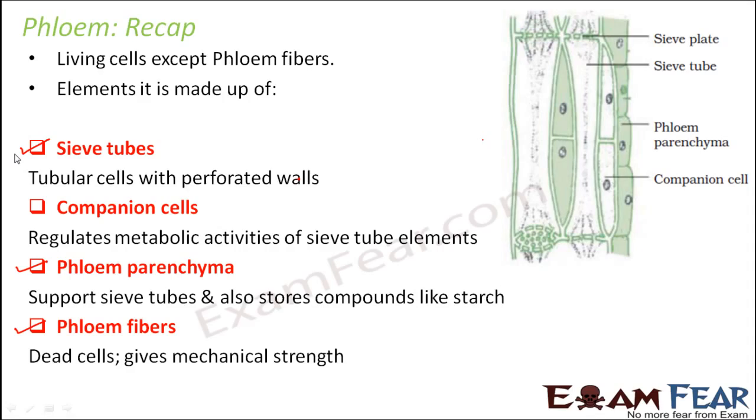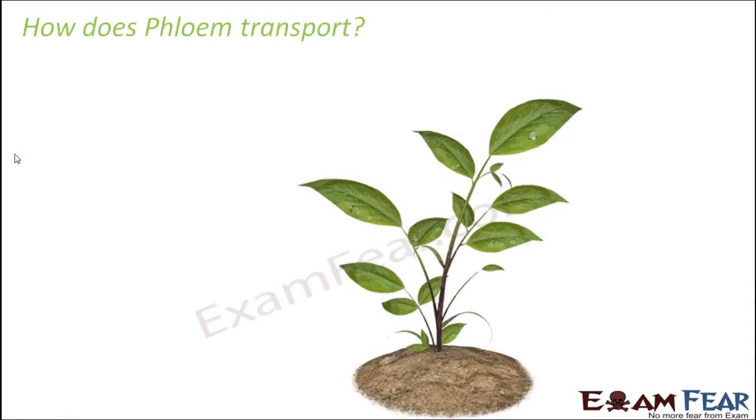So now we will see how exactly this transport takes place. How does phloem transport? The most interesting question here. When we talk about the transport, it actually follows a mechanism called the pressure flow mechanism, a mechanism where the substances are transported from source to sink. In case of xylem, the source of water was soil. So water always needed to be transported in one direction, that is the upward direction. But here that is not the case.